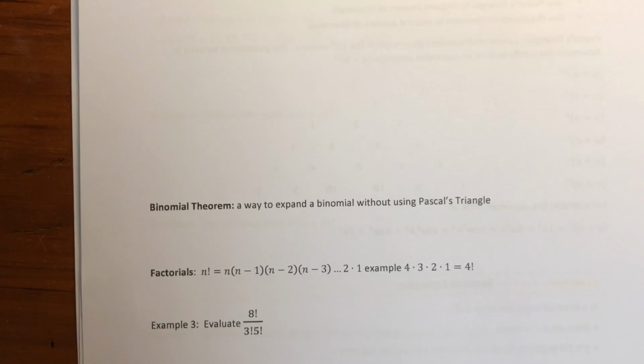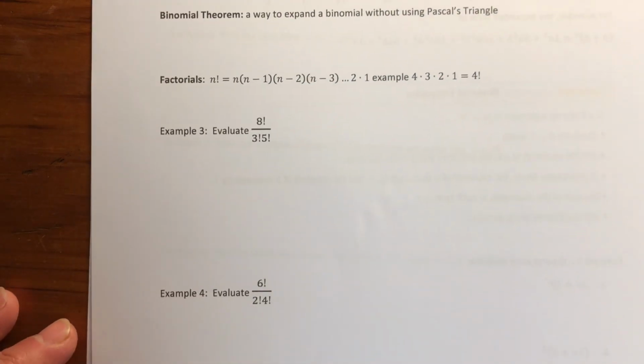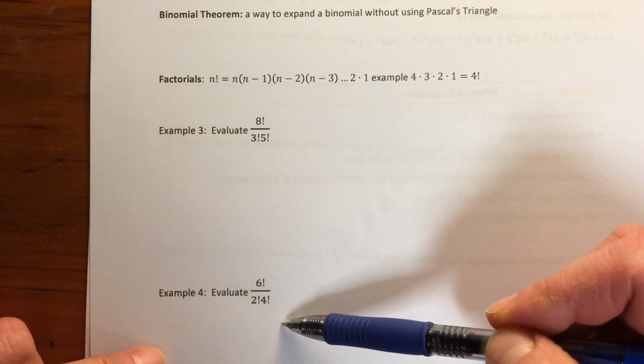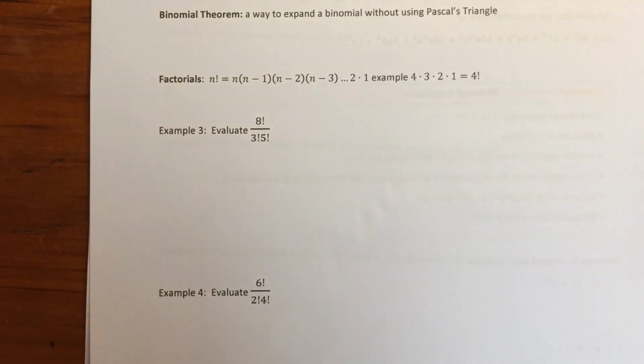All right, yesterday we also talked about factorials. We will need this today. So we were able to evaluate this. Remember the factorial. If you have n factorial, you will take the n, multiply it by n minus 1, by n minus 2, until you get to 1.